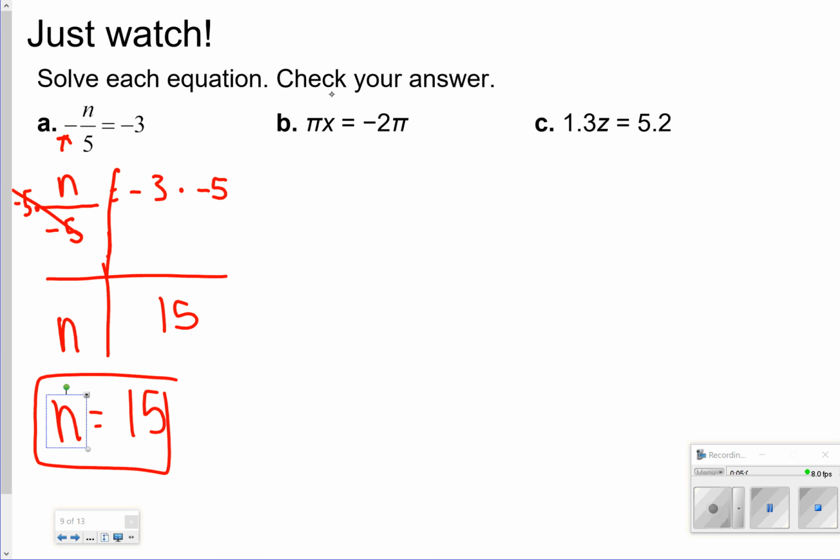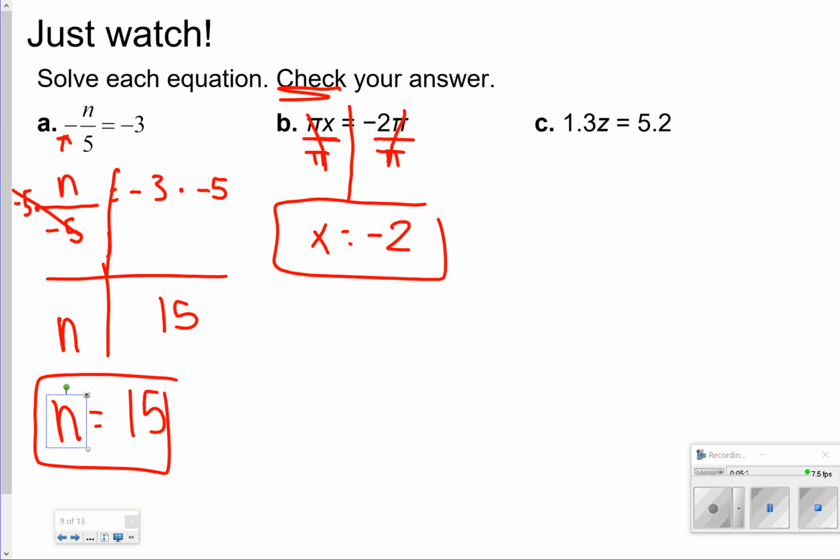Remember, you can always go back and check all of your solutions. If I put in 15 over negative 5, that does equal negative 3. Okay, so just keep that in mind. For letter B, we want to get x by itself, and notice pi is by x, and we're going to divide both sides by pi. Pi divided by pi is just going to be 1, and also these pi's are going to cancel out. So that might have been a little bit trickier for you to see. X is going to be equal to negative 2.